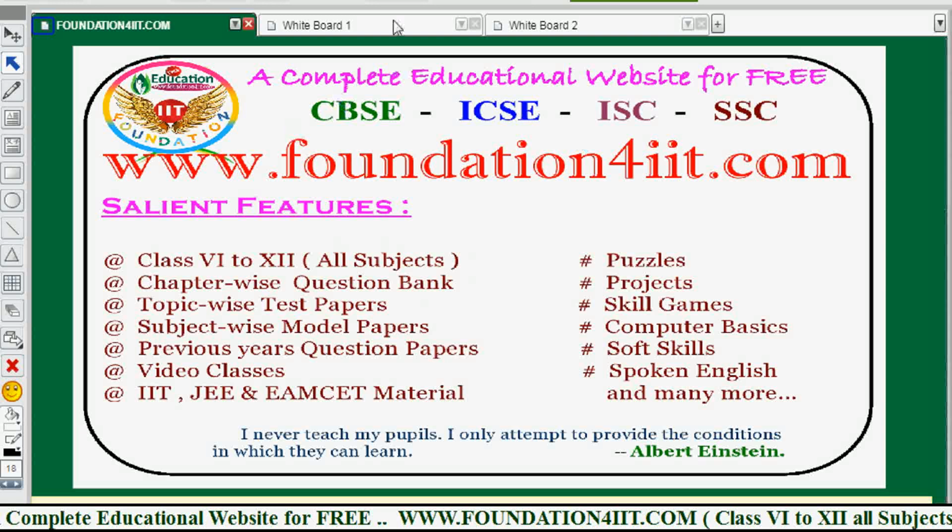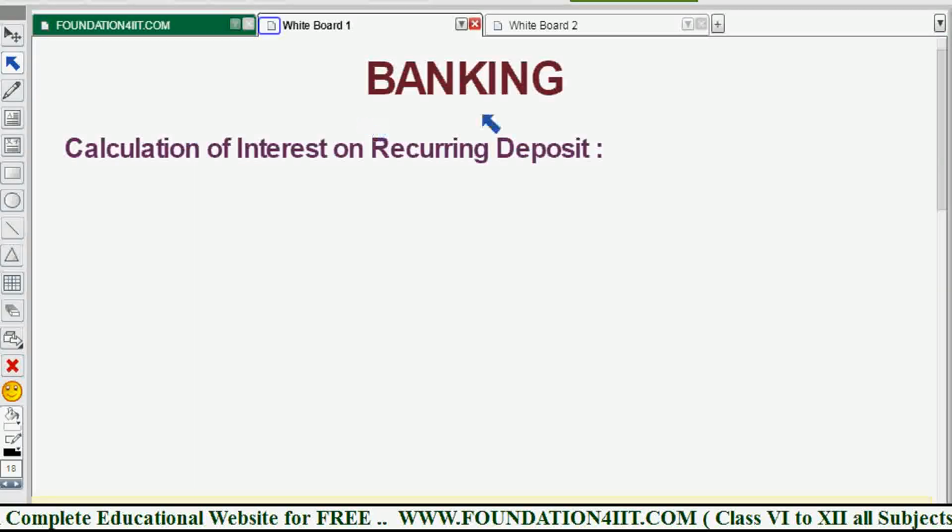Now let us see this one. In this banking chapter, the first topic is how to calculate interest on a recurring deposit. First of all, what is a recurring deposit? If a person pays some amount every month, deposits monthly, and after a certain period gets the amount back, how is the interest calculated?